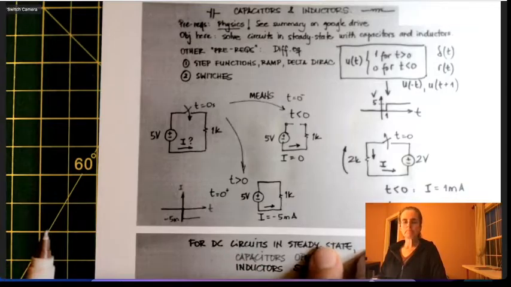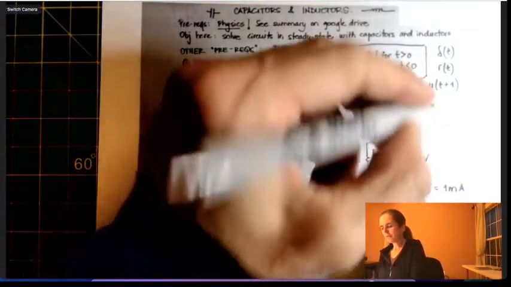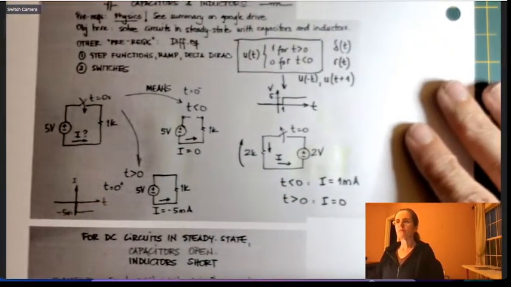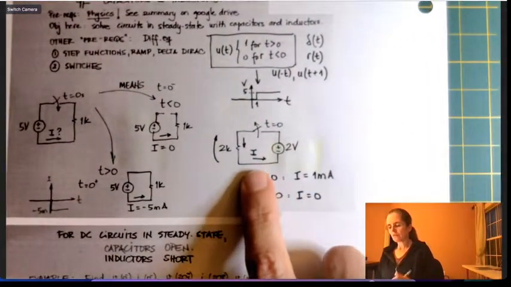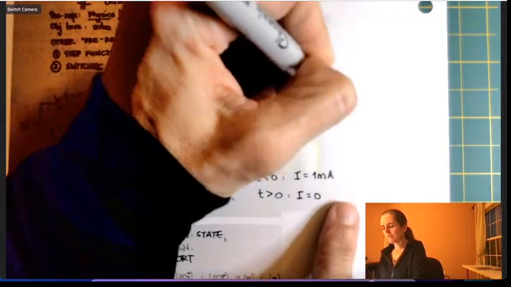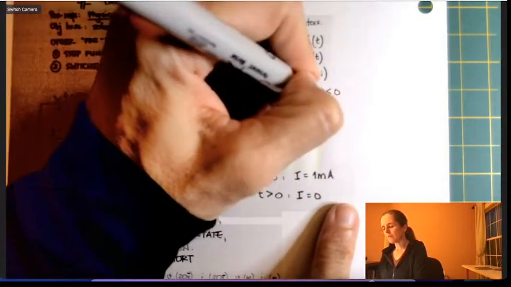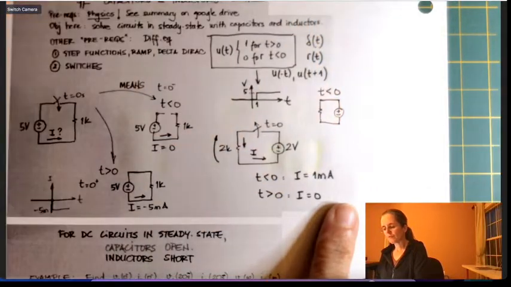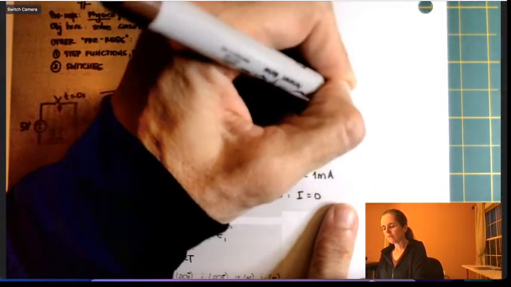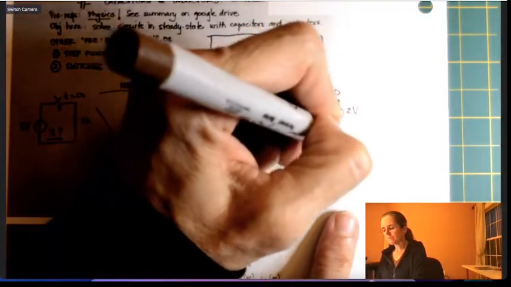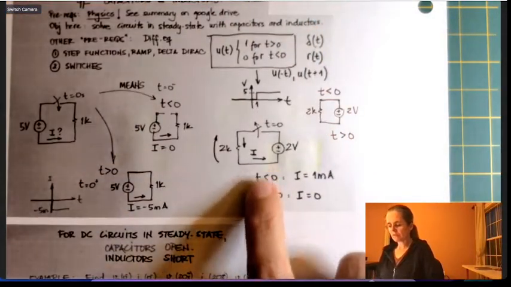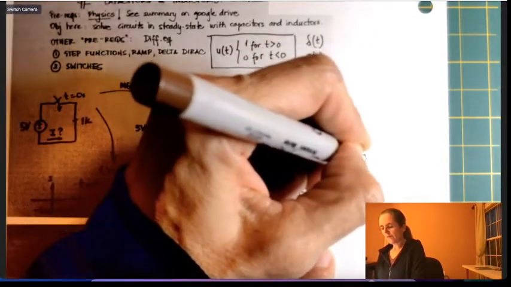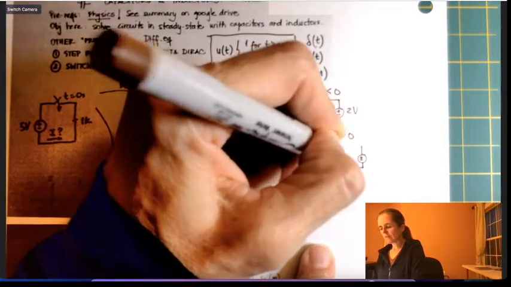However, if the switch is going up, then the two circuits that I'm going to draw are the opposite of what I just drew. So for t less than 0, I'm going to draw 2K and 2 volts, and the switch was closed, so 2K, 2 volts. For t larger than 0, there is no current. The current's going to be 0 because it's a 2K and 2 volts like this.